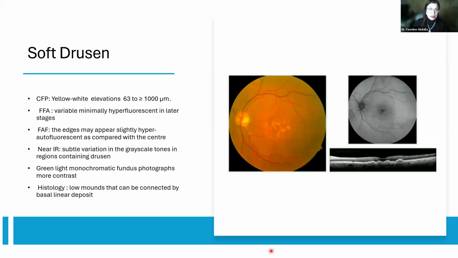Green light, apparently in photos, which is available on anyone who has Heidelberg multicolor images, can provide some more contrast. Histologically, they're just low mounds that can be connected by basal linear deposits. And the RPE morphology and pigmentation can be minimally affected by this, especially in smaller soft drusen.